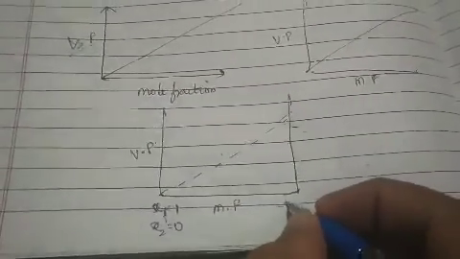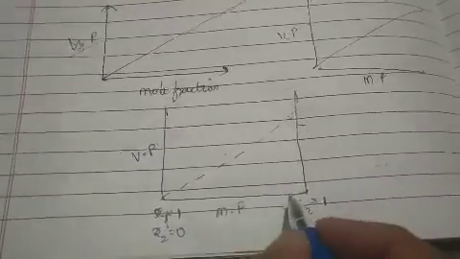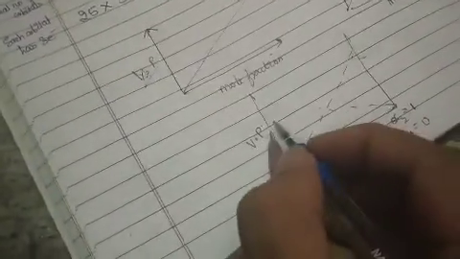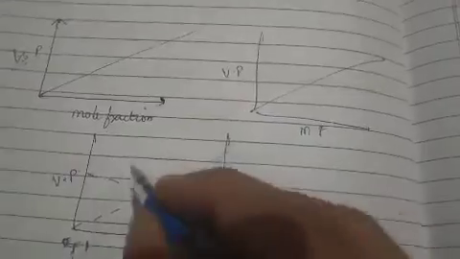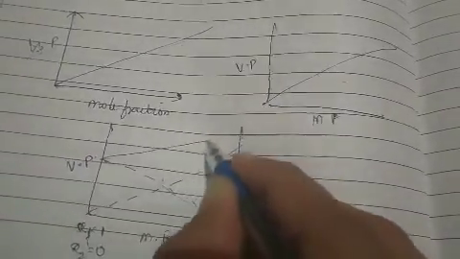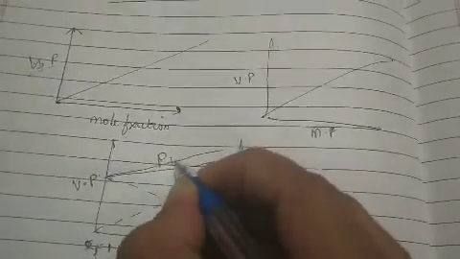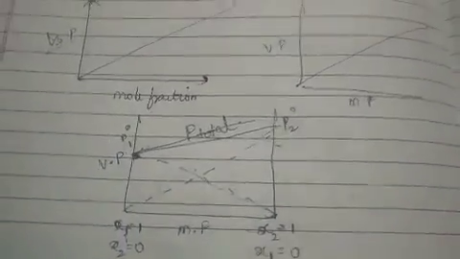Similarly, when I consider x2 equals 1 and x1 equals 0, the graph will be in this way. Here you can notice that whatever line you are getting from here to here is called your P total. Now you can ask me, whatever point you are getting here is your P1 naught and here it is your P2 naught. Why is P1 naught less than P2 naught?